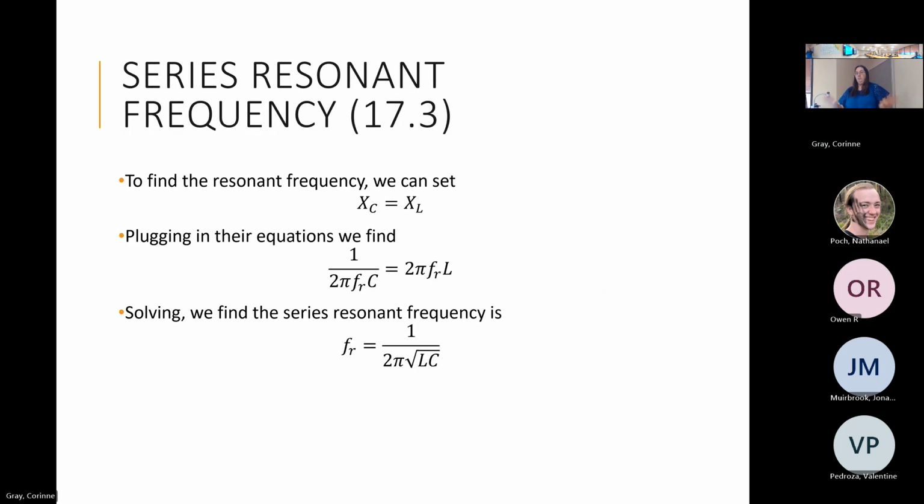So we are going to get into a little bit of the hardcore math portion of it. Are there any questions on conceptually what is going on with the RLC circuit so far?